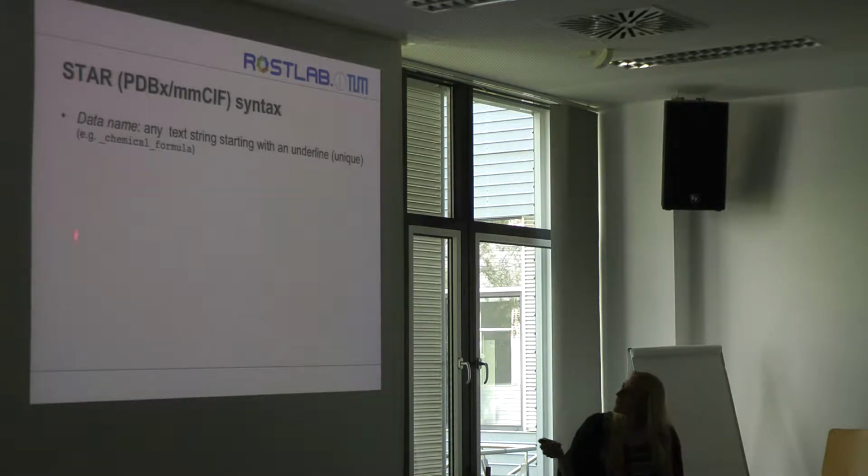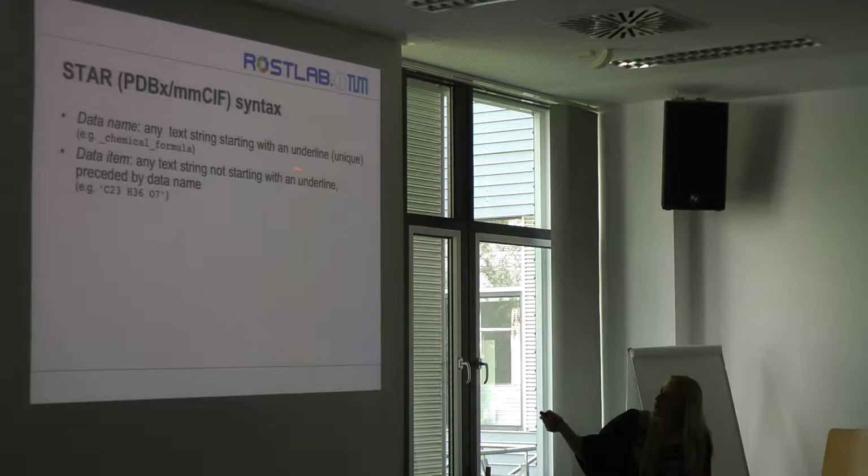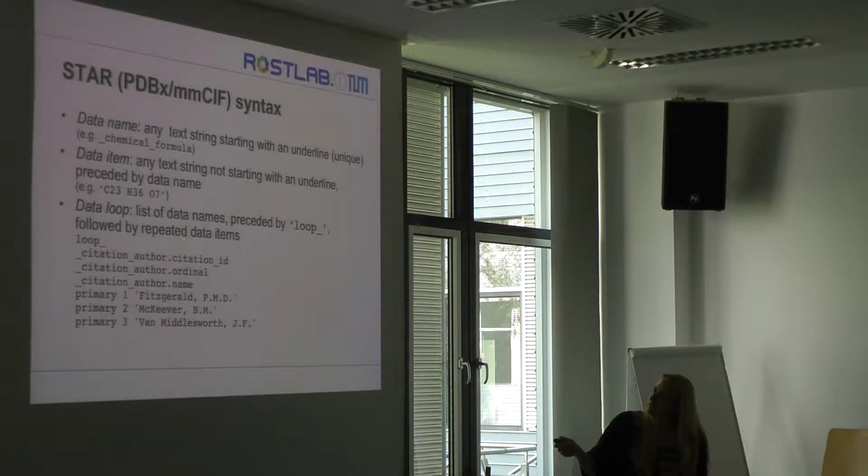What is the general syntax? Well, any data has a name. That is a text string that starts with an underscore, for example a chemical formula, and that type of data name can only occur once. Then behind that you have a data item, which is any text string that doesn't start with an underscore. So for example, you have the chemical formula, and then you have the data item belonging to it. Sometimes you have the same thing a number of times. For example, one structure might be cited in different papers. Then you have a loop, where you define the kind of data that you're going to get, and then you can put in the actual data items a number of times. So for this citation, we have a number of authors, and one is called Fitzgerald, the other one McKeever, etc.